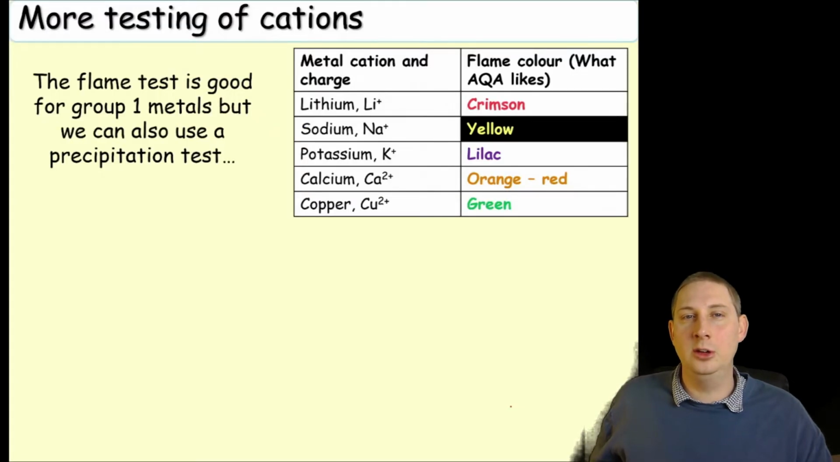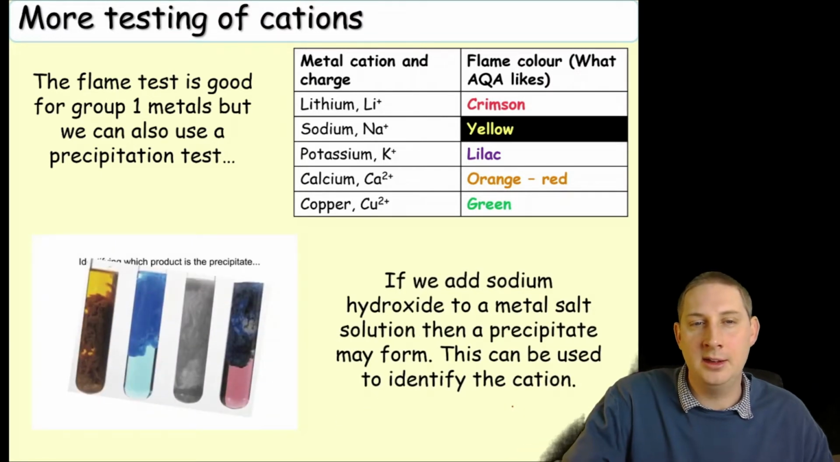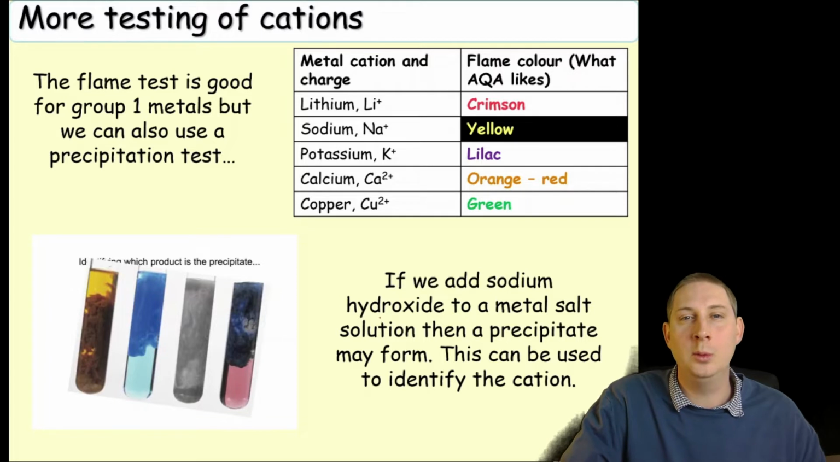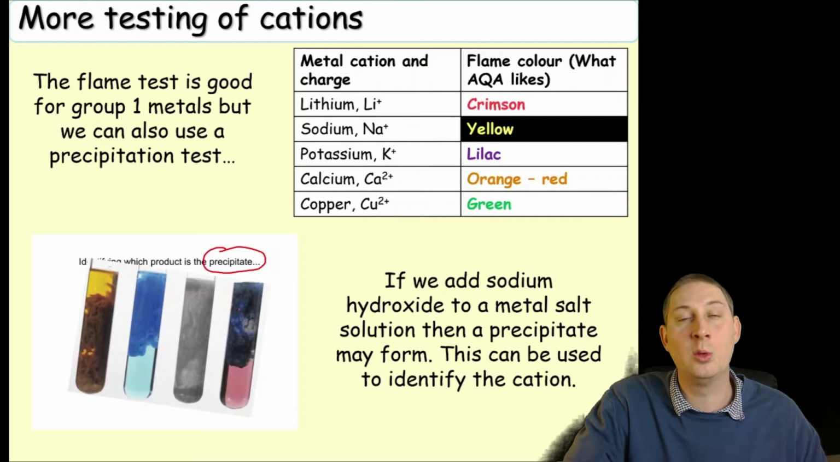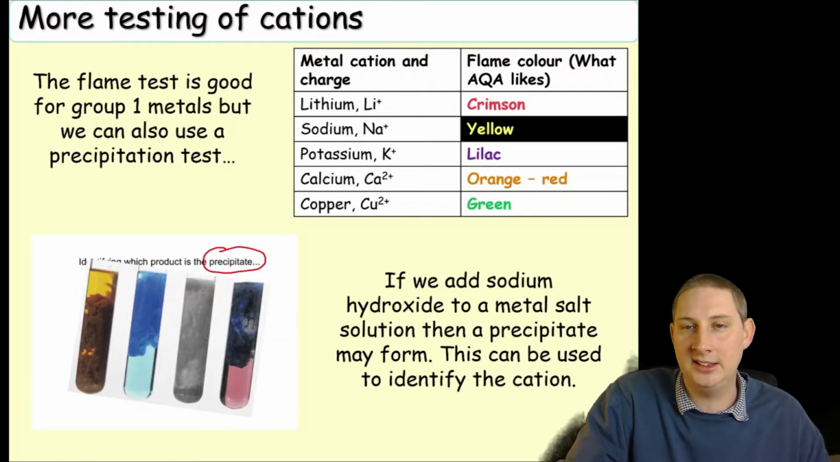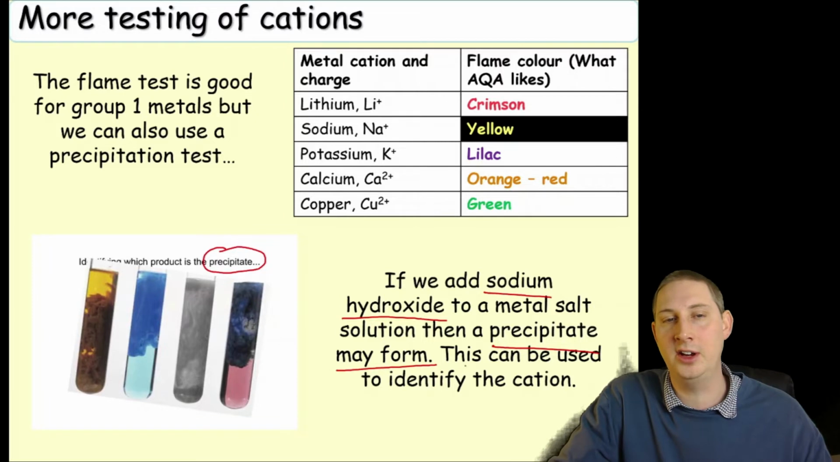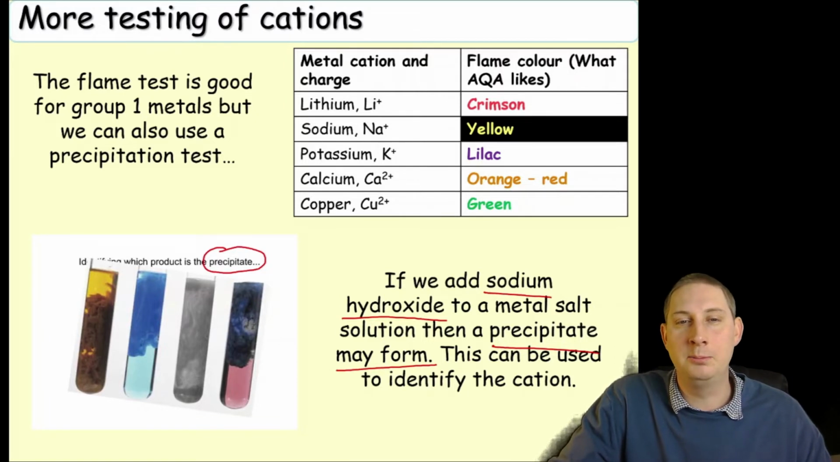Well, what we can do is we can react our unknown with a metal salt solution, we can see if a precipitate is formed, and if a precipitate is formed, the colour of the precipitate may be able to tell us what was the ion that was there initially. So as it says here, if we add sodium hydroxide to a metal salt solution, then a precipitate may form. And this can be used to identify the cation by its colour.